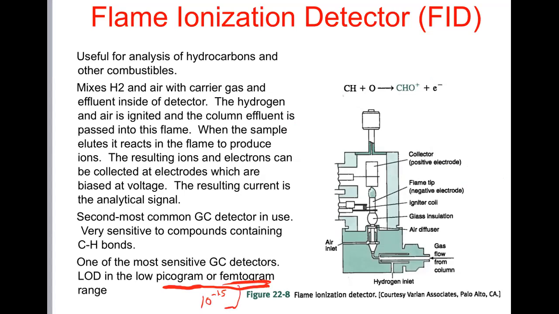It's a very, very sensitive detector and really quite common. You only have to use some hydrogen and some air, which can be obtained at reasonable costs, generally speaking. And you can measure hydrocarbons at very, very low levels. This is the flame ionization detector, FID, very common.